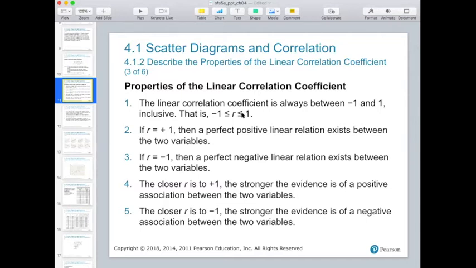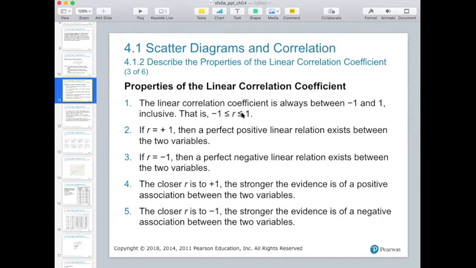So we're going to calculate one here in a minute, but these are properties and these are super important. We have to know what it means if we're going to use it. So properties of our linear correlation coefficient. It's always between -1 and +1, always. It doesn't matter what your data is, when you find that linear correlation coefficient, it's always going to be between -1 and positive 1.